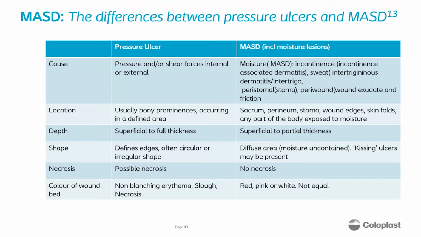With pressure ulcers, you may have some necrosis or devitalised tissue present, but you won't have necrosis with moisture-associated skin damage. With your pressure ulcer and the colour of the wound bed, or what you're seeing in the wound bed, you may have some slough, necrosis, non-blanching erythema, but with moisture-associated skin damage, it's likely to be red, pink, excoriation, or that white macerated tissue. So there are some distinct differences to help us identify the difference between pressure and moisture.